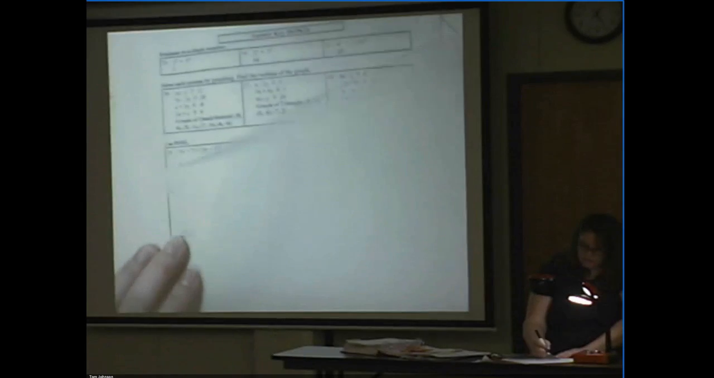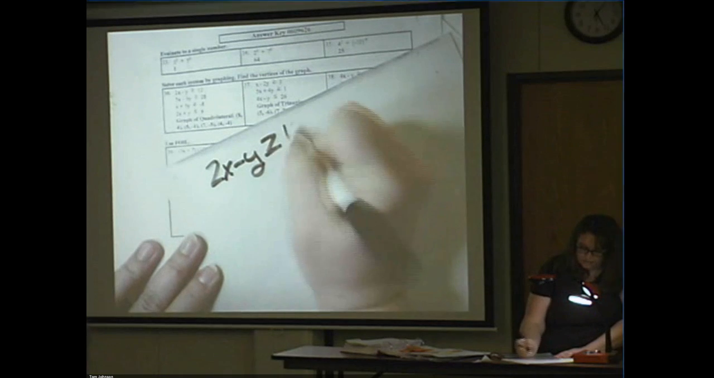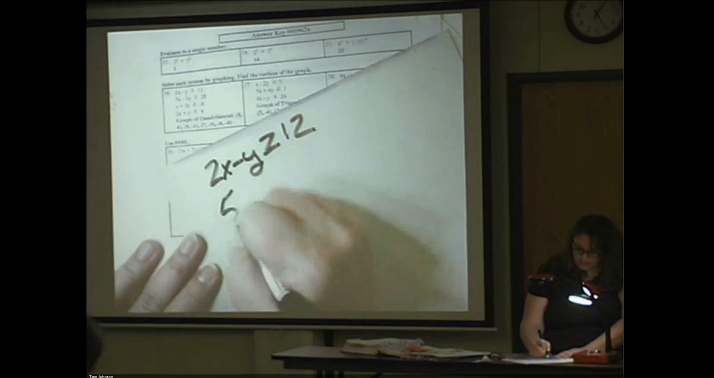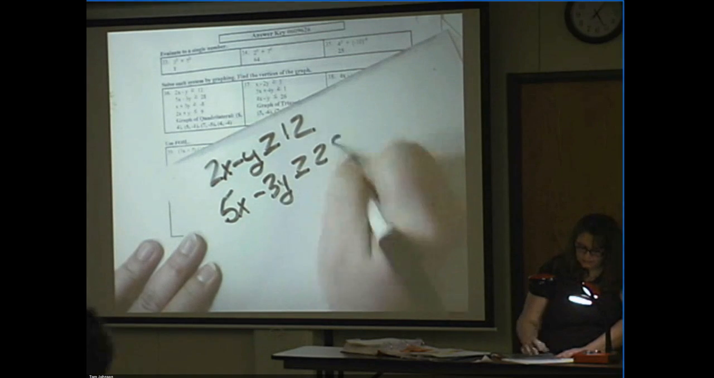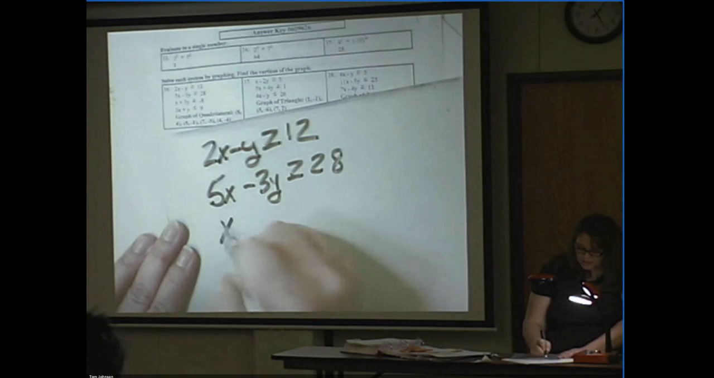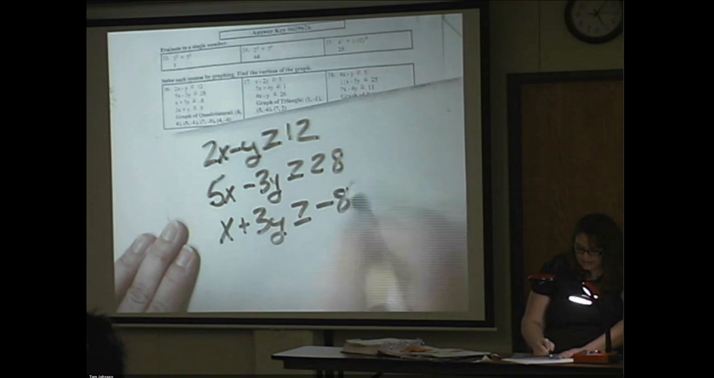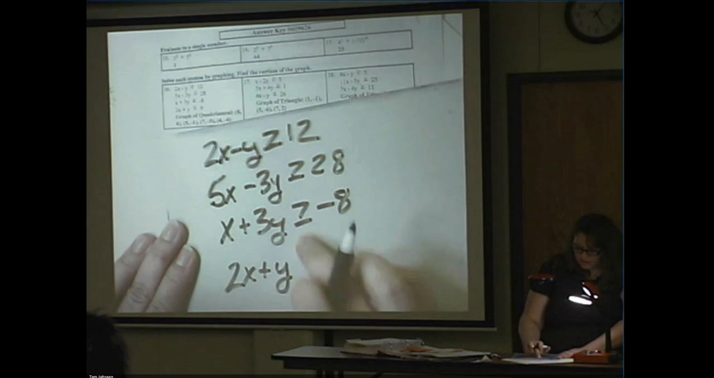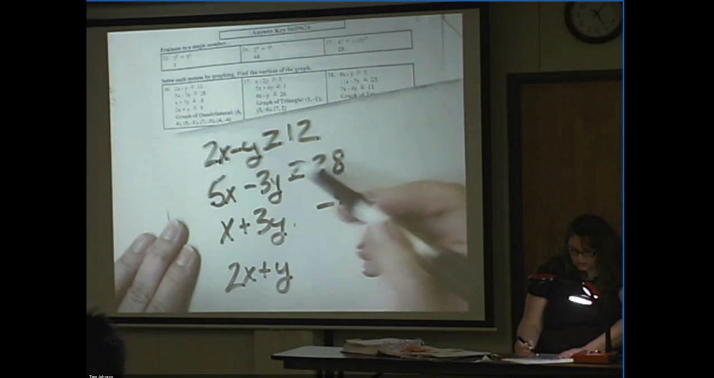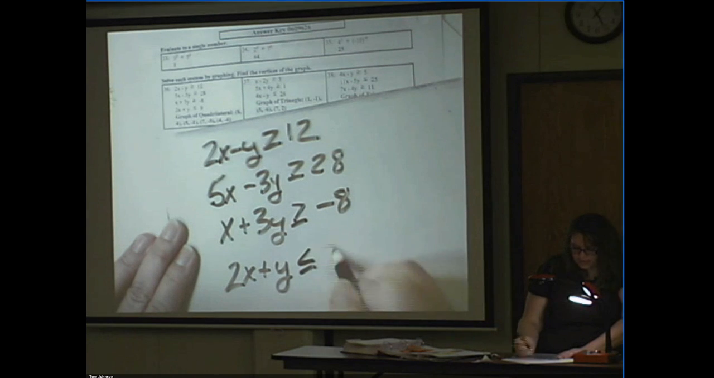And our equations that we're dealing with are 2x minus y is greater than or equal to 12. 5x minus 3y greater than or equal to 28. x plus 3y greater than or equal to negative 8. And 2x plus y. I wrote that down wrong, I apologize. We have a greater than, yep, it's greater than. And this one's a less than or equal to 9. So these are our equations.